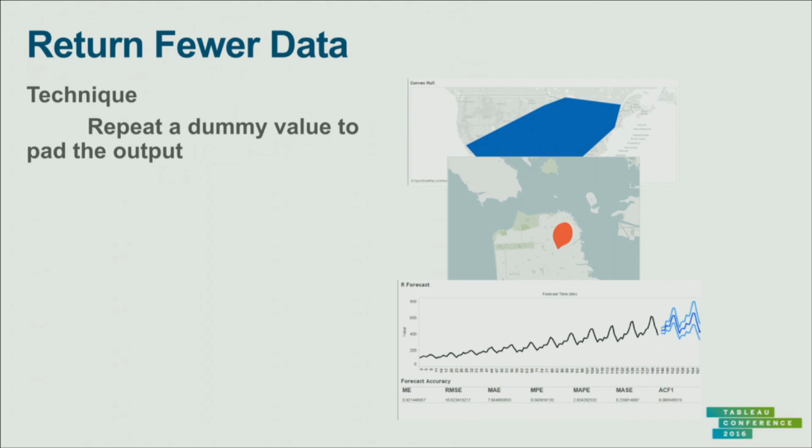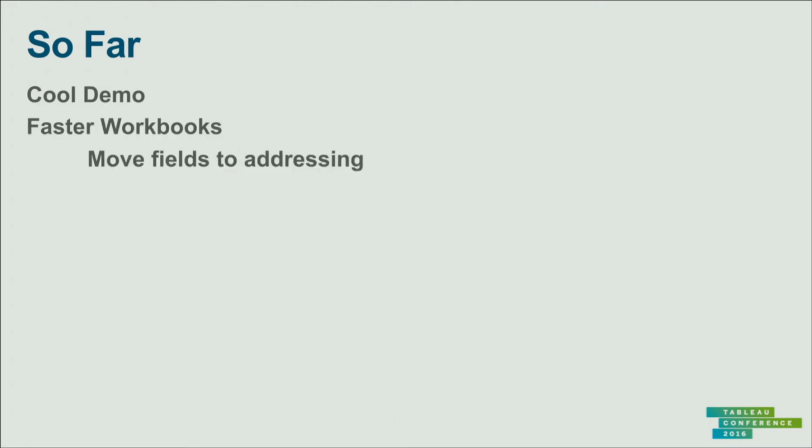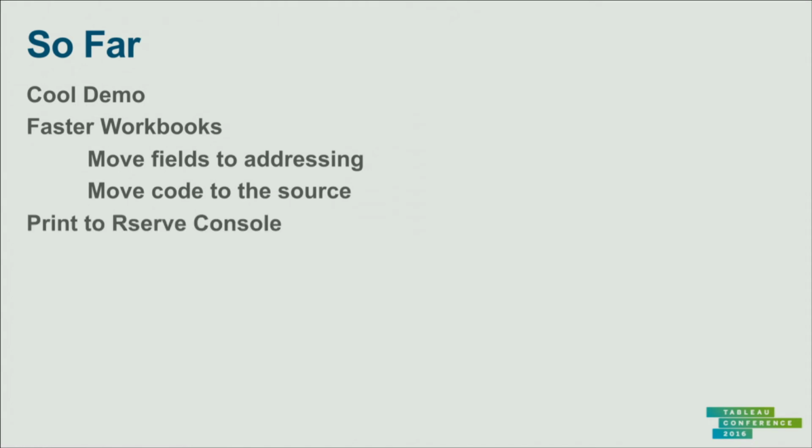So that's technique 1. So far, summarizing where we are: a cool demo of how to make your workbooks faster by moving fields to addressing and moving things to the source file. Then we also have printing to the console to understand what's happening better, and returning less data. So that leads us to the natural next step. What about returning more data?